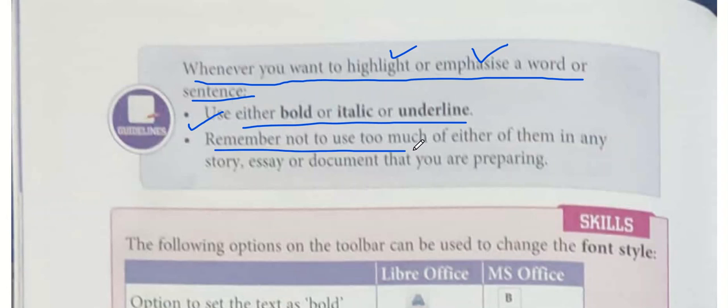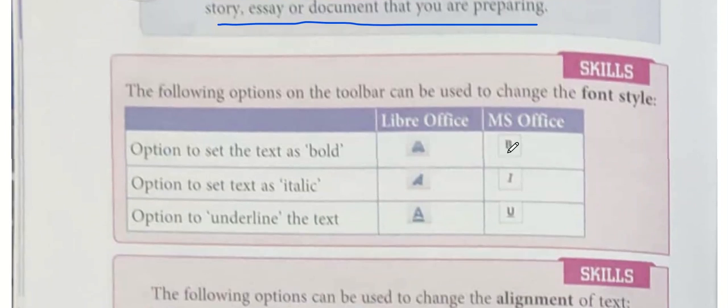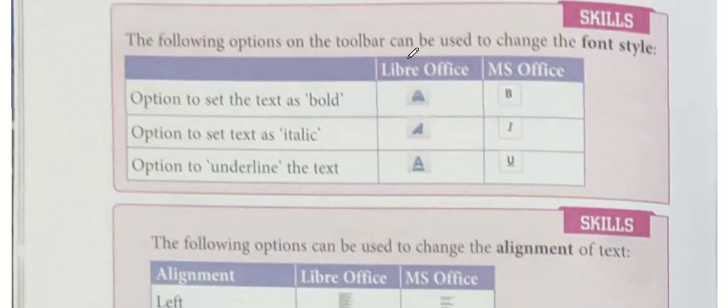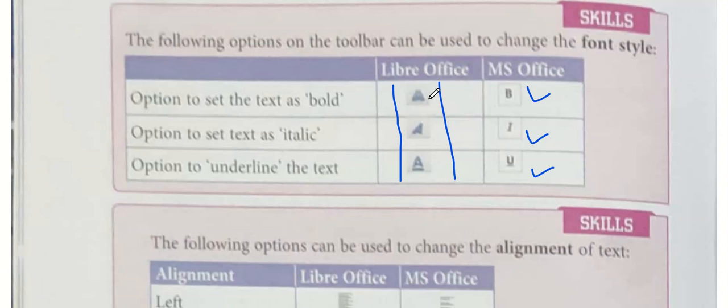Remember not to use too much of either of them in any story, essay or document that you are preparing. The following options on the toolbar can be used to change the font style. These are the features in LibreOffice, and B, I and U, these are in MS Office. In LibreOffice, if it is darker, that means it is bold. If A is slightly slanting, then it is italic, and if there is a line under A, that means it is the underline feature.